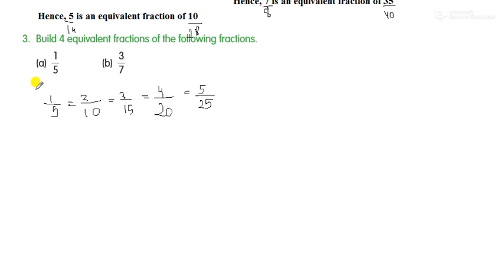Next is 3 by 7. It is equal to 3 2s are 6, 7 2s are 14. Equal to 3 3s are 9, 7 3s are 21. Equivalent to 3 4s are 12, 7 4s are 28. Equivalent to 3 5s are 15, 7 5s are 35.